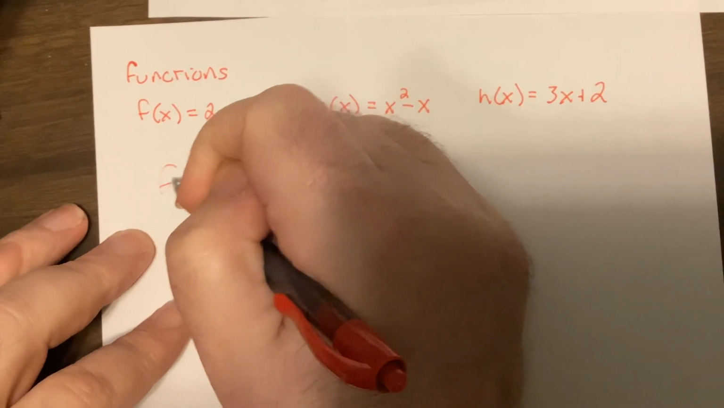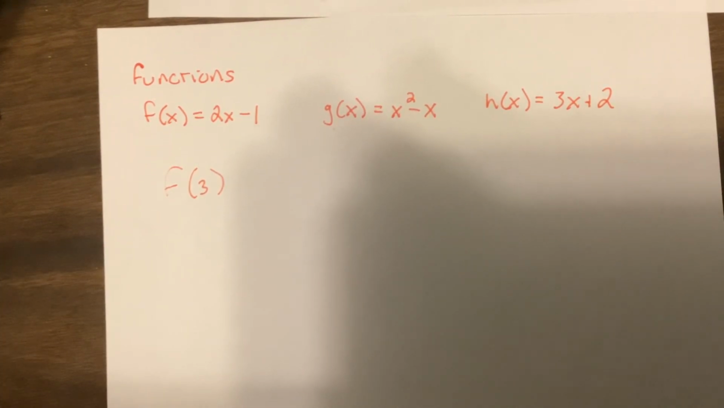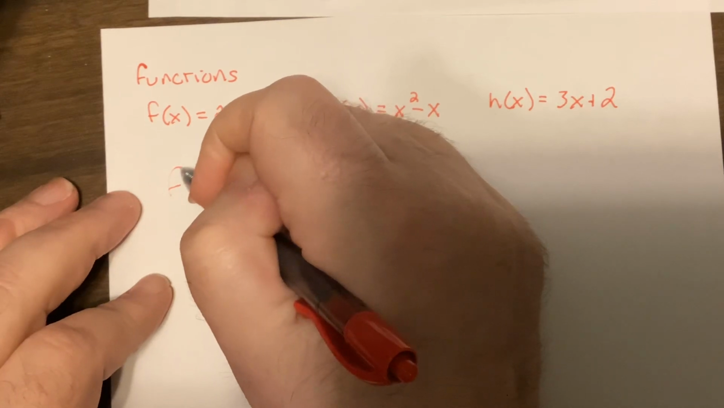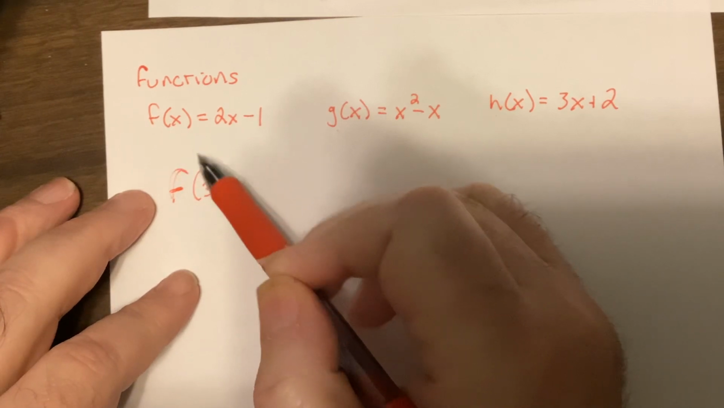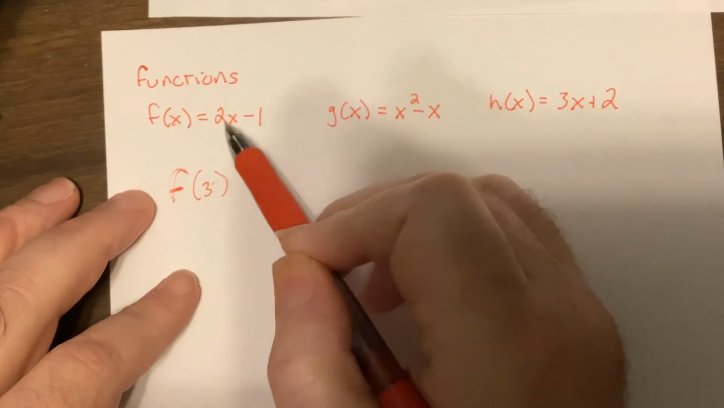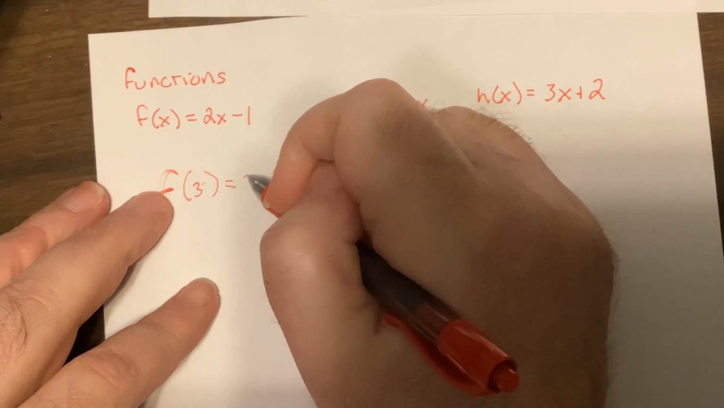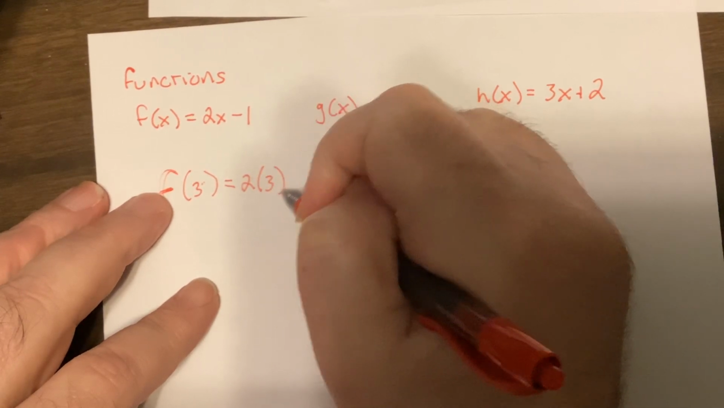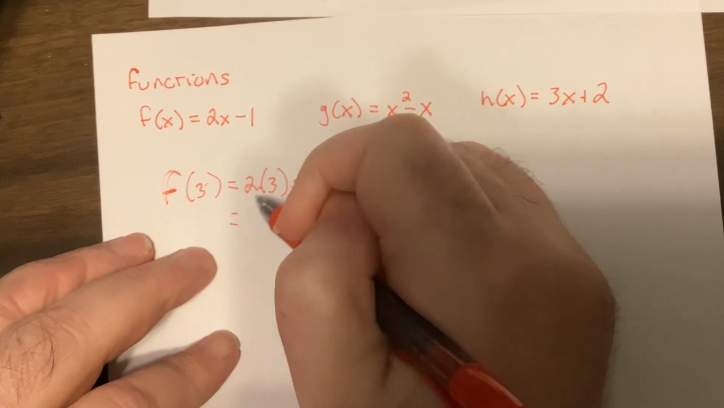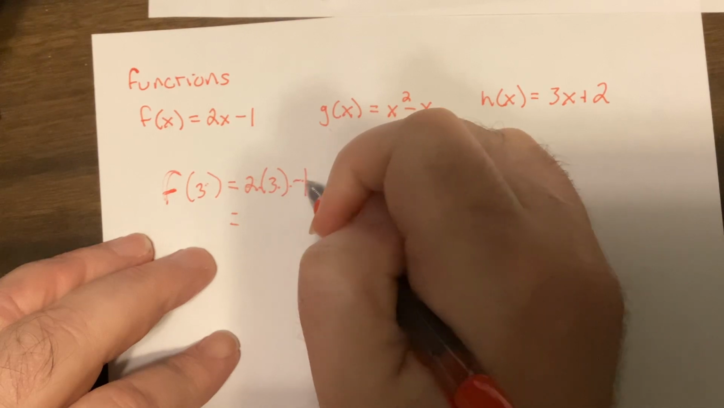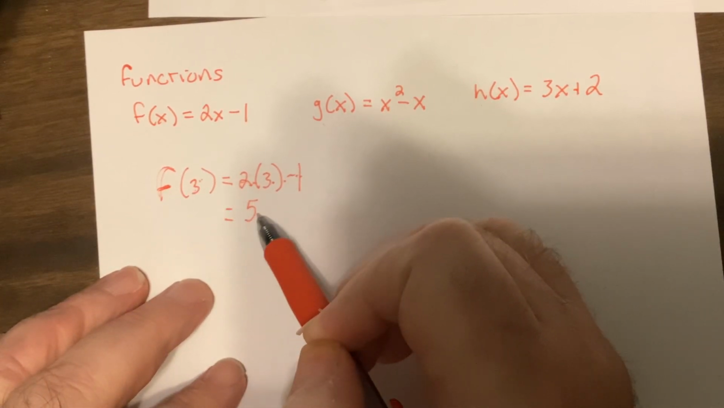So if I said, what is f of 3? You would say, okay, find the function called f. In this case, it's right here. Put in this number into this variable on this side. Now, whenever you replace a variable with a number, you always use parentheses. So it'd be 2 times 3 minus 1. Then you simplify it. 2 times 3 is 6, minus 1 is 5. So f of 3 is 5.